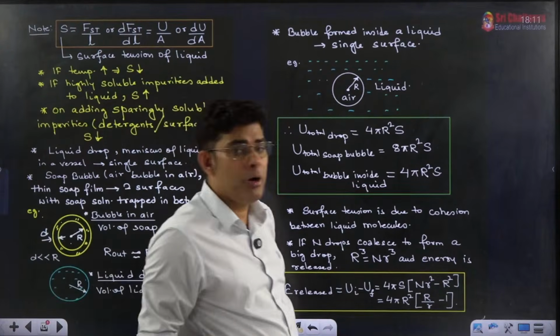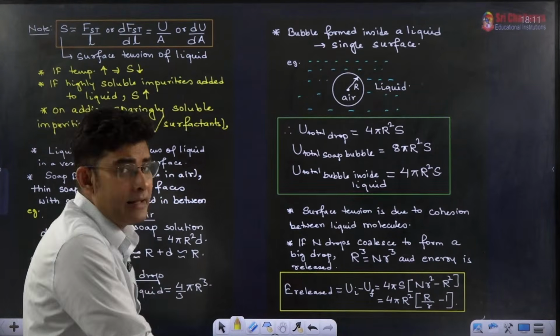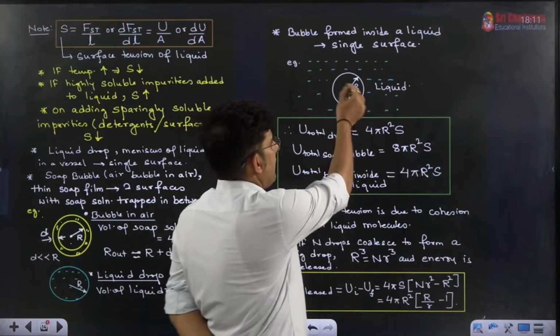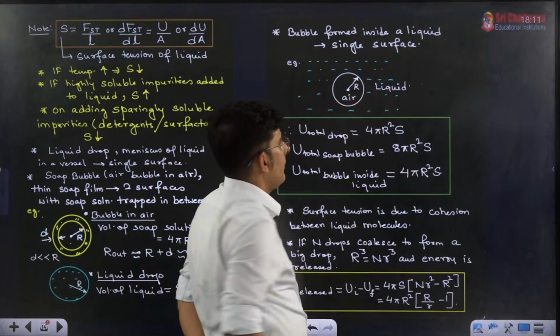When we have a bubble formed in a liquid, that has a single surface. You can see inside a liquid we have an air bubble. So air is inside, outside is liquid. So single surface, remember this thing.